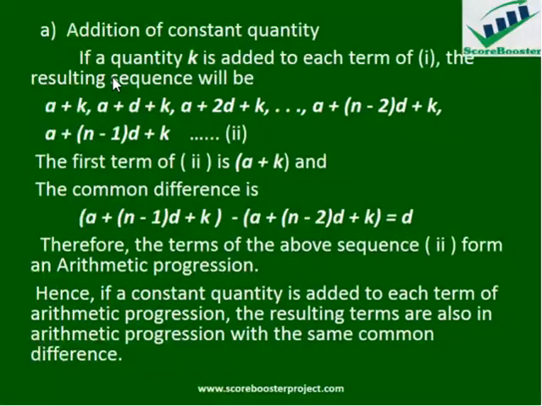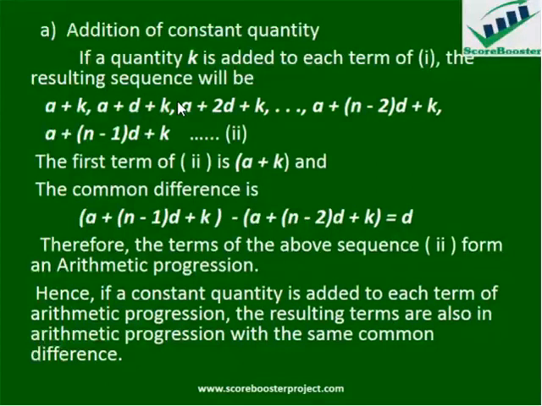So to check if this new sequence is an arithmetic progression, we check if it has a common difference, a unique difference. That is, if we subtract the first term from the second term, the result must be equal to subtracting the second term from the third, which must be equal to subtracting the n minus 1 term from the nth term. So let's start by subtracting the first term from the second term.